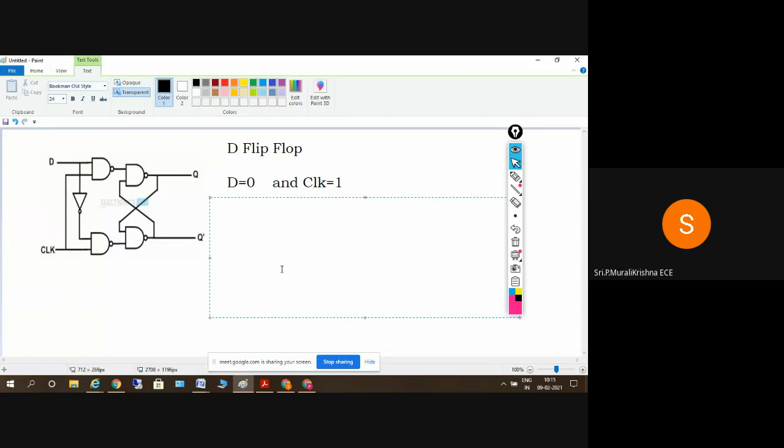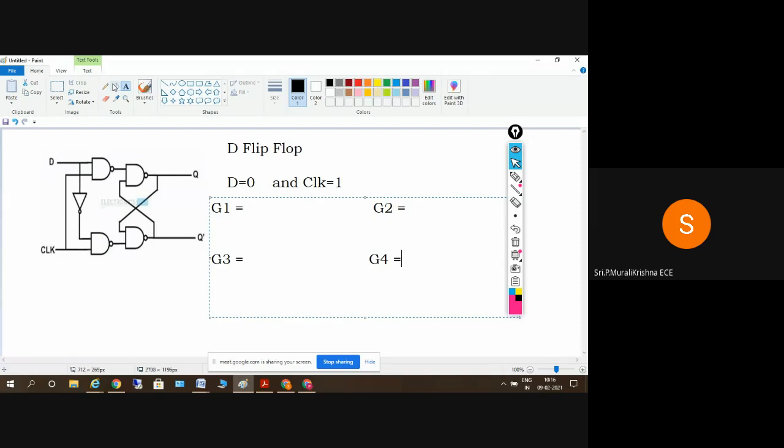So check the case here. We'll take gate 1 output, gate 2 output, gate 3 and gate 4. This is gate 1, gate 2, gate 3 and gate 4. The first case is D equal to 0, and clock equal to 1. When D is equal to 0, here it will get a 1. When one of the inputs of a NAND gate is 0, the output is equal to 1.